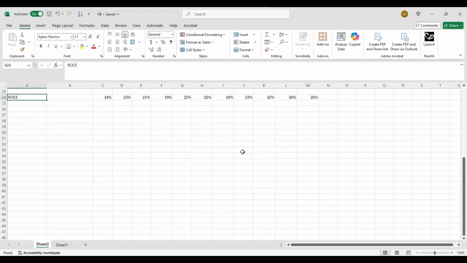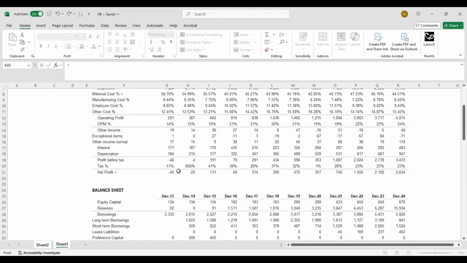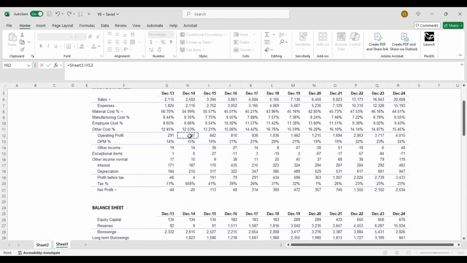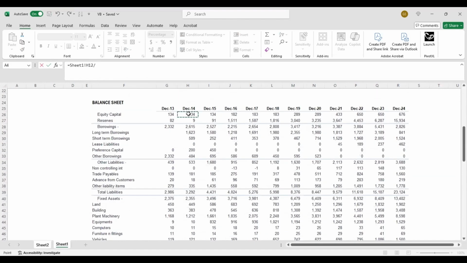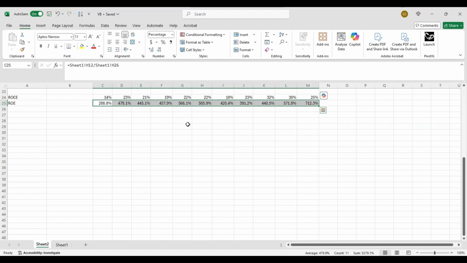The other thing that I'd like to calculate is return on my equity. This is essentially my own capital. So this does not include the borrowings or the reserves, right? This is strictly my own equity. So I just take operating profit divided by the equity capital. Again, I see the return over here is very good, right? So my business is in safe hands.